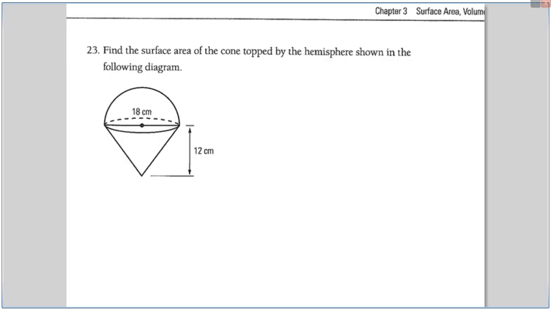All right, so snow cone, what are the two shapes that make up the snow cone? Give me this back at the end of the day. Hemisphere and a cone, good. So we're always talking about the exposed area.